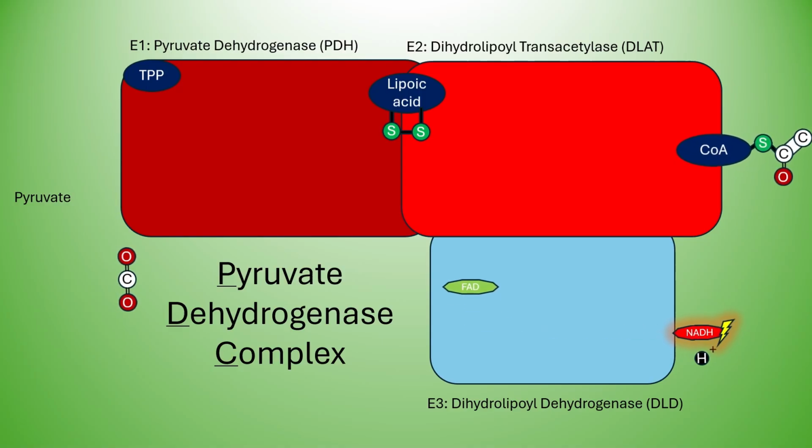So why not just reduce NAD right away into NADH? That's because FAD is a prosthetic group which is tightly bound to E3, while NAD can freely diffuse to function in other parts of the cell. So the cycles are complete and can repeat with another pyruvate.